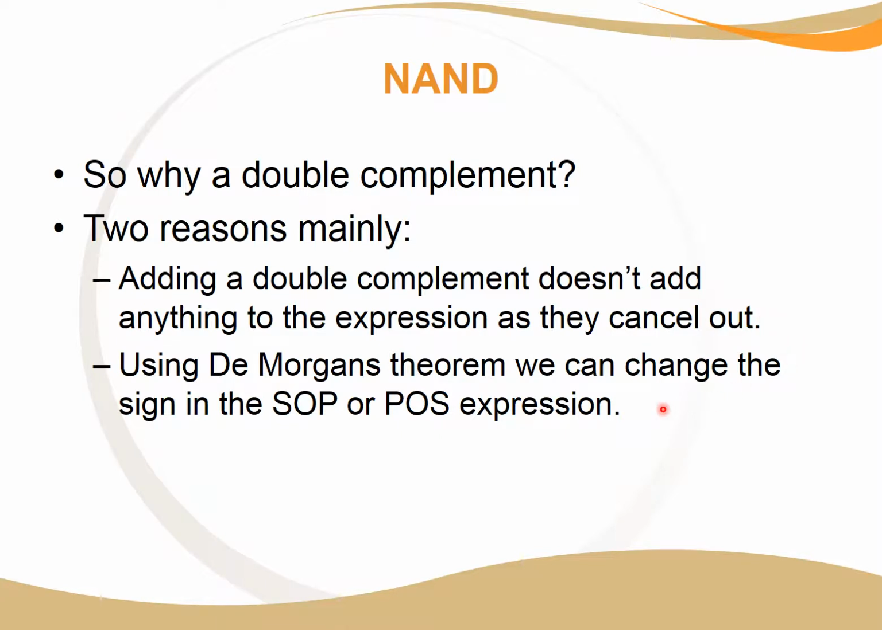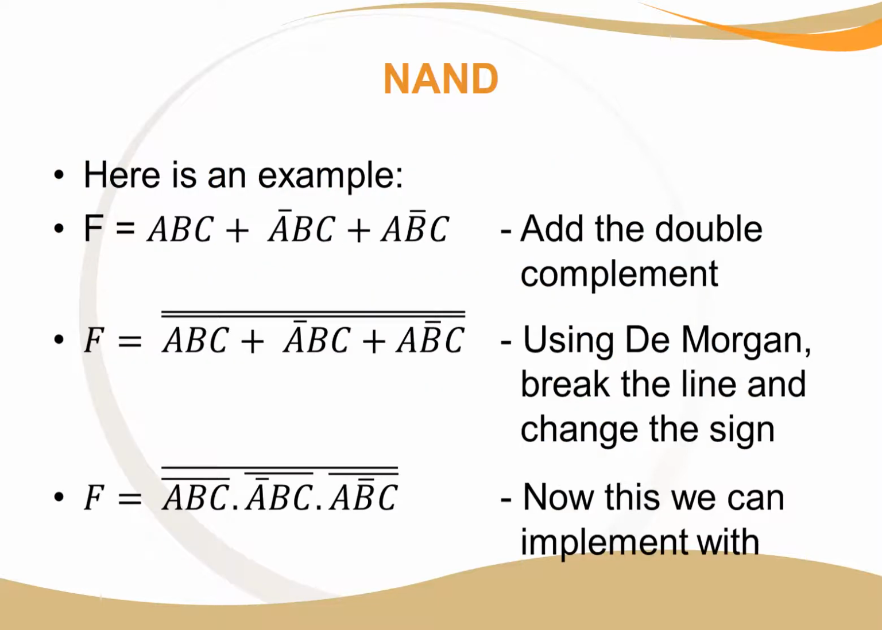And secondly, we can use De Morgan's theorem to change the sign in the SOP or POS expression. So if we have ORs in the SOP expression, we can break the line, change the sign to an AND operator, and then just split the complement line.